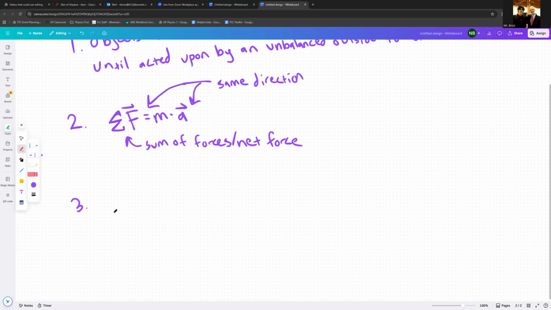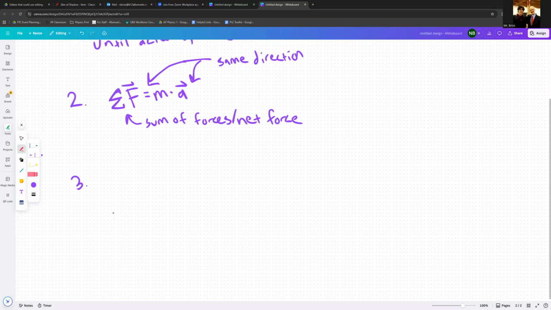Last one, let's wrap this one up. So Newton's third law, the short version is for every action, there's an equal and opposite reaction. This one, we're going to write a much longer bit to it. So here we go.